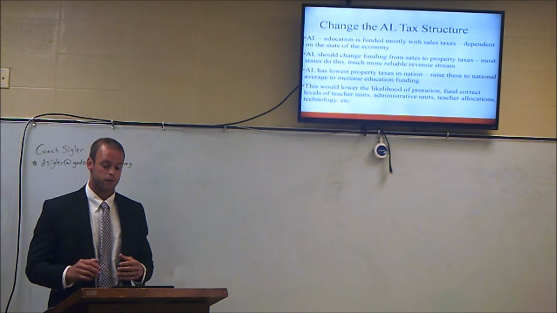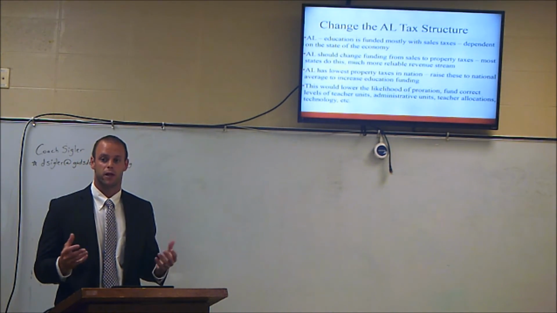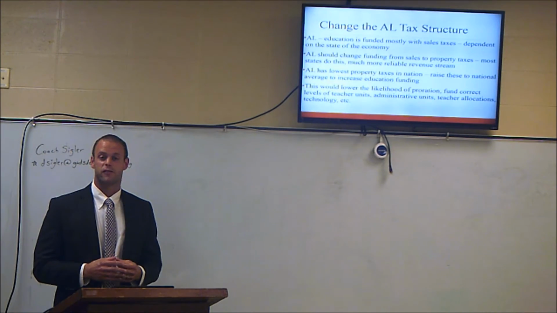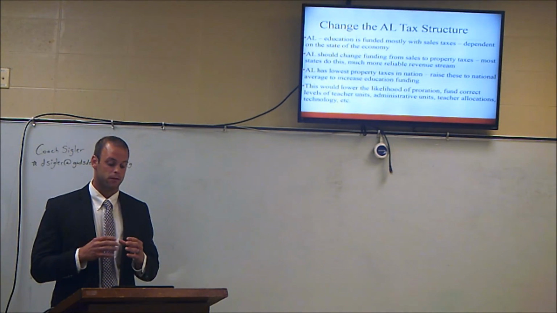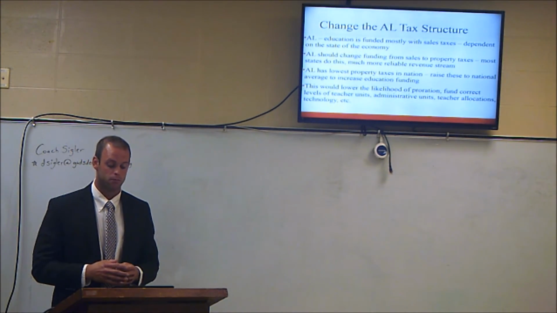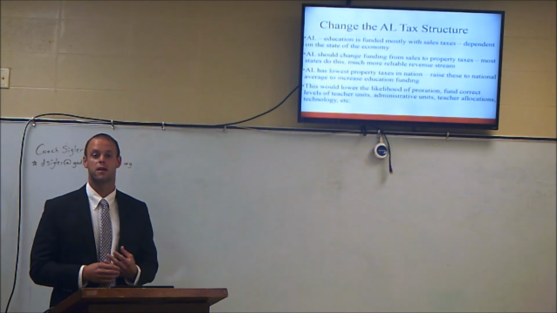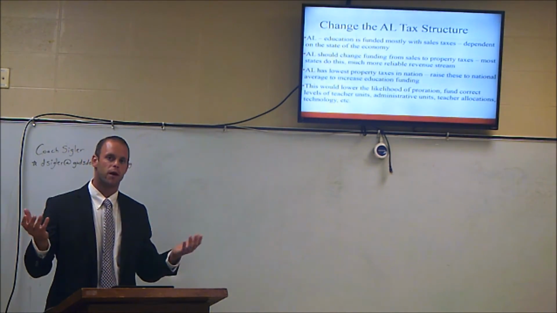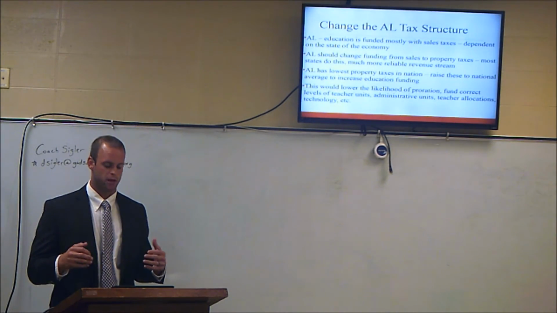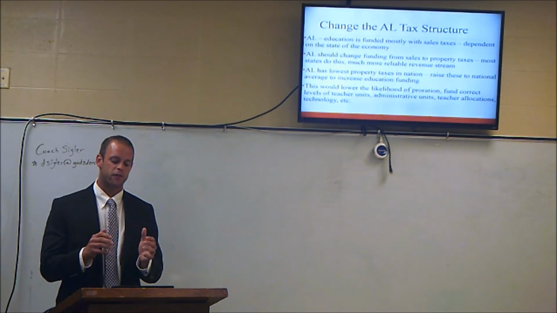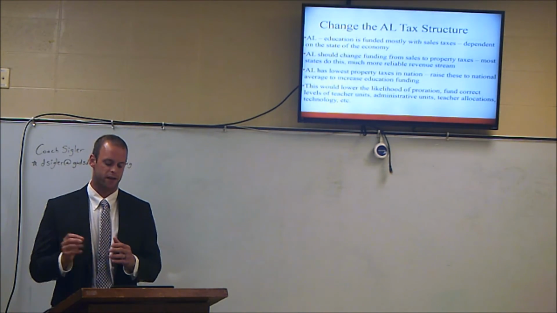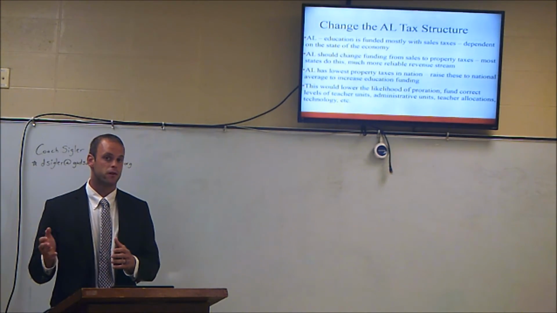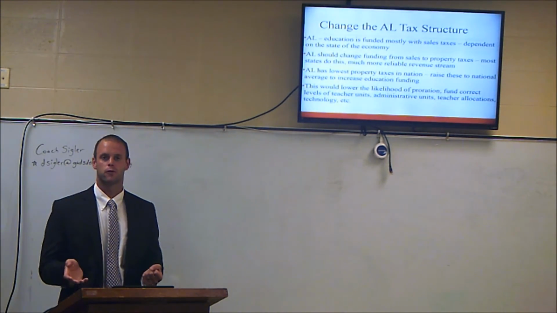The first part of this to appropriately fund education in our state would be to change the Alabama tax structure. The Alabama educational money mostly comes from sales taxes. We're dependent, and sales taxes are going to be dependent on the economy. If the economy is good, more money. If the economy is down, less money, and we have problems. If we changed our tax structure to a property-based tax system, which most states already do, that's going to be a more reliable tax base for your schools.